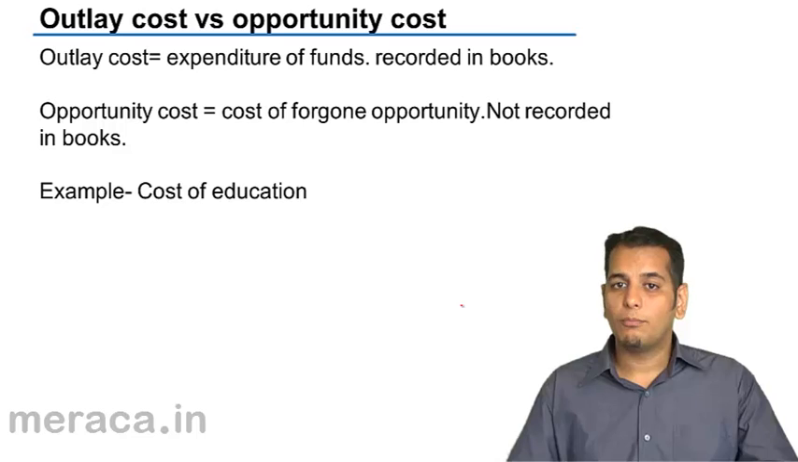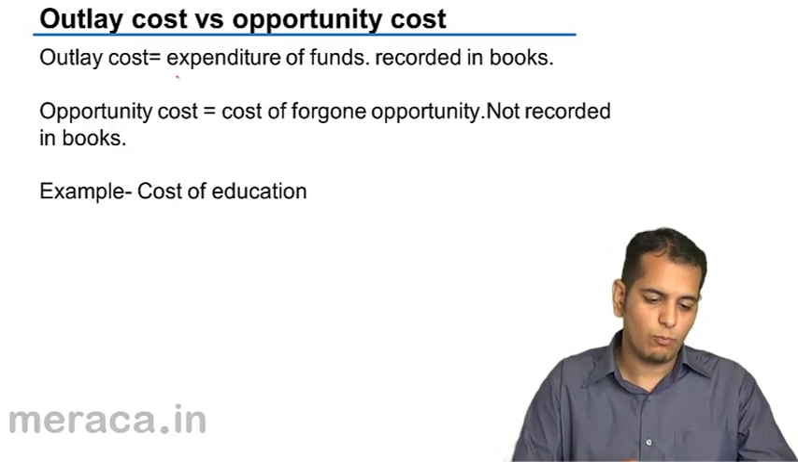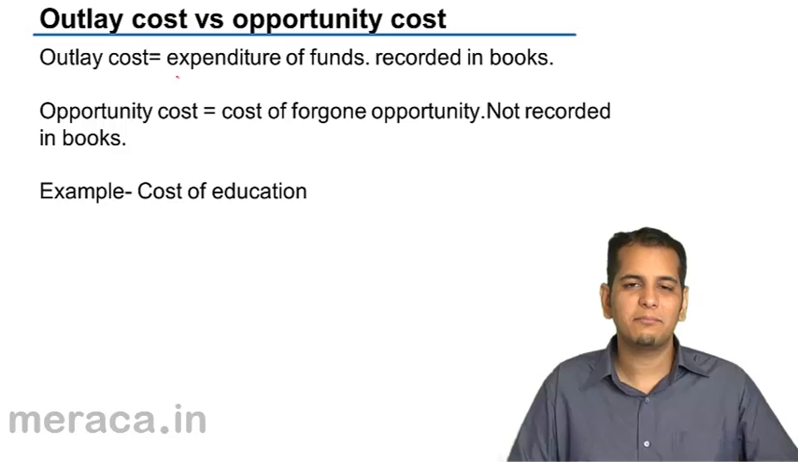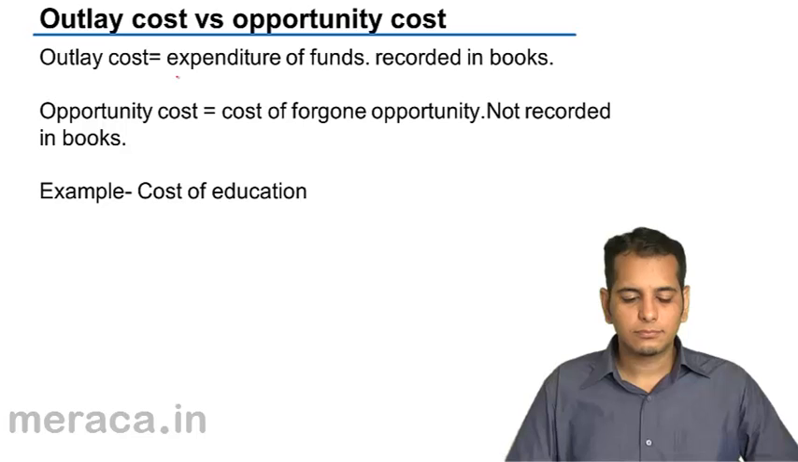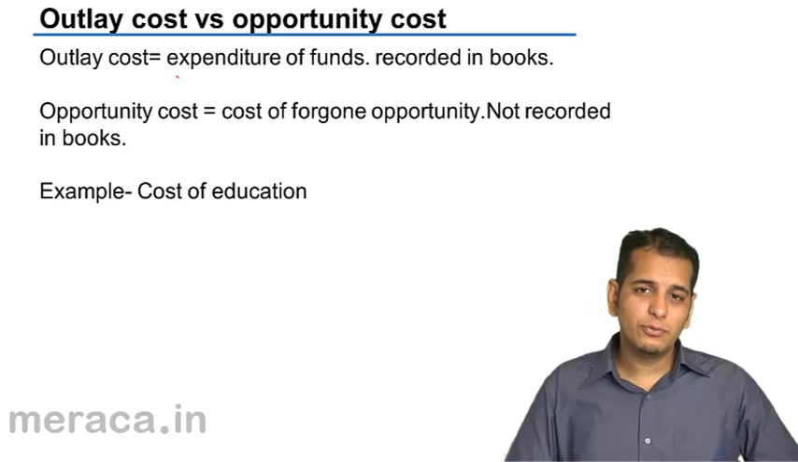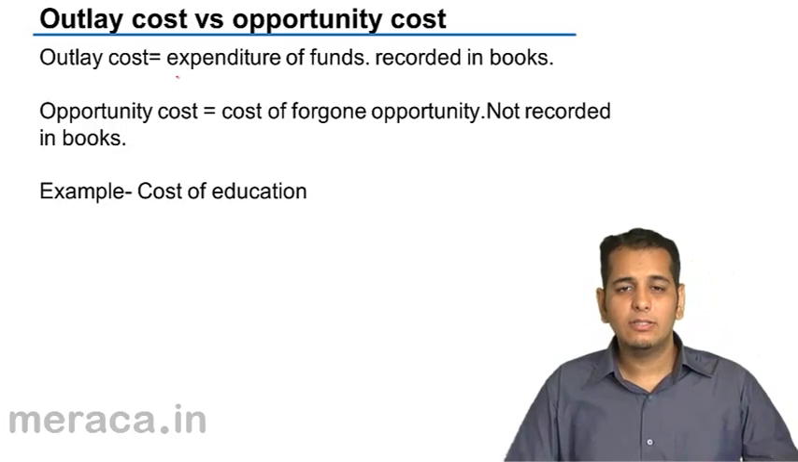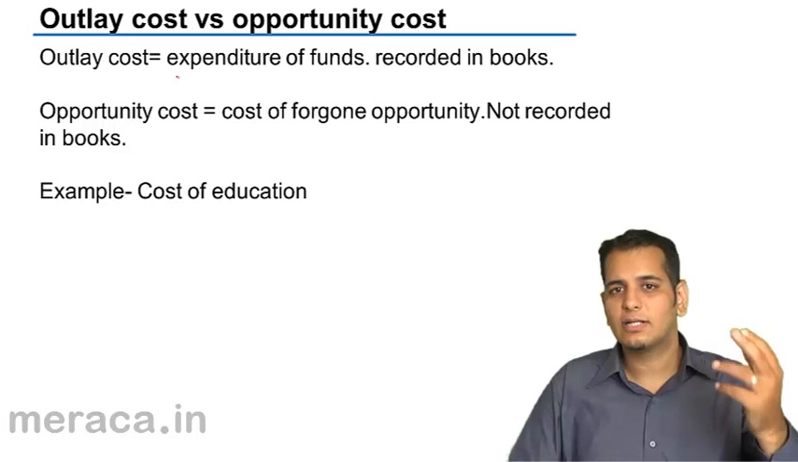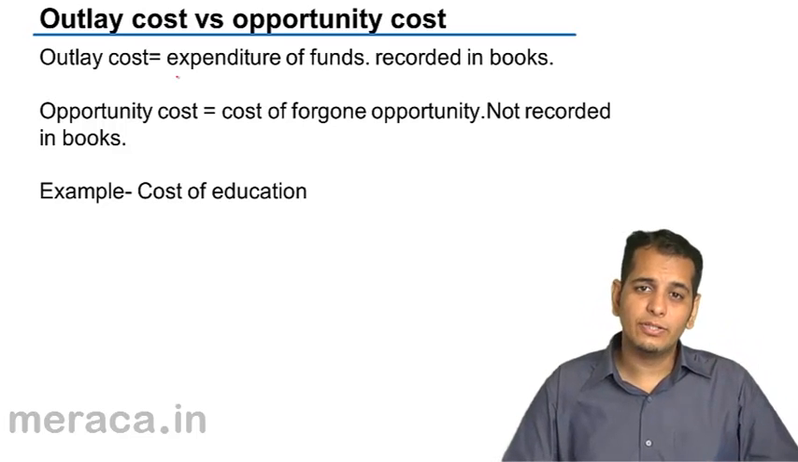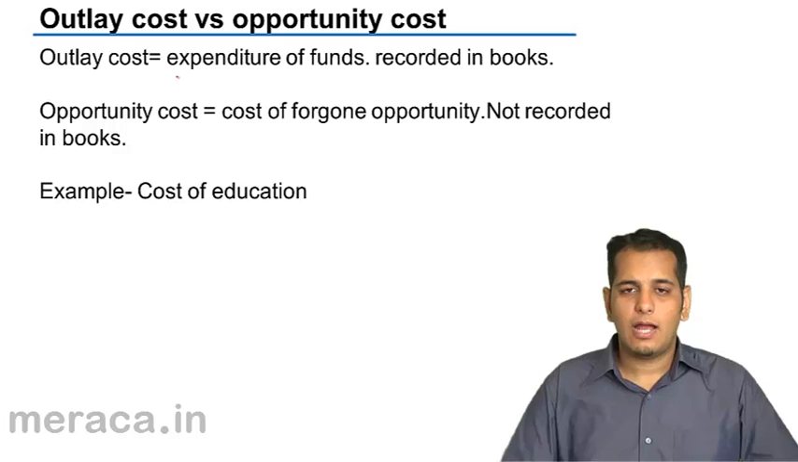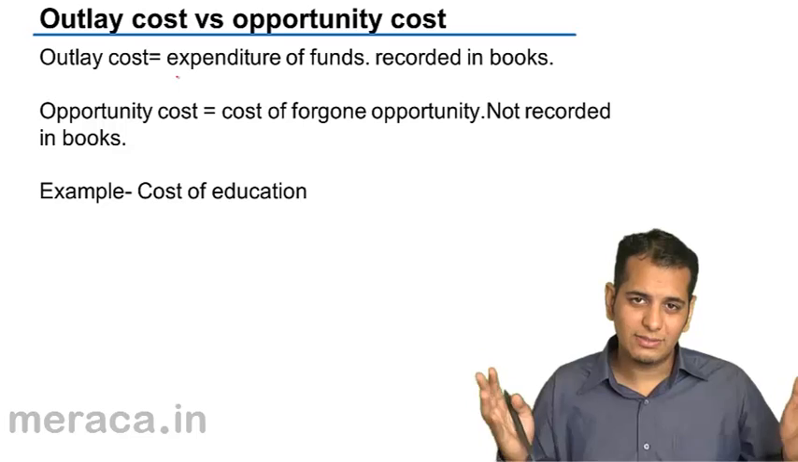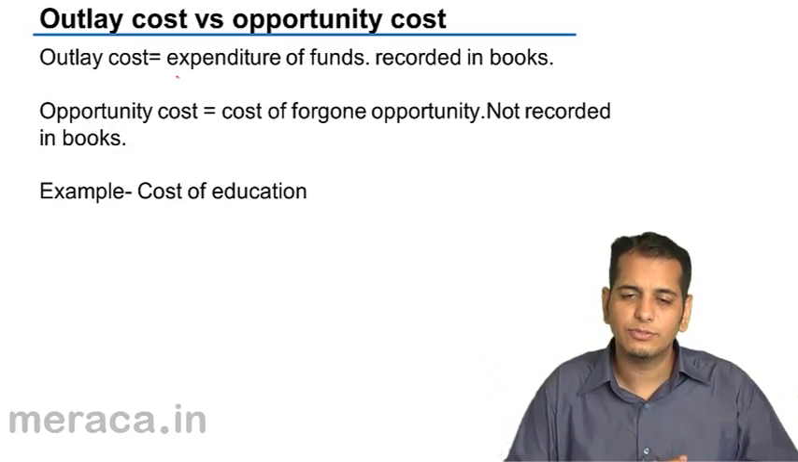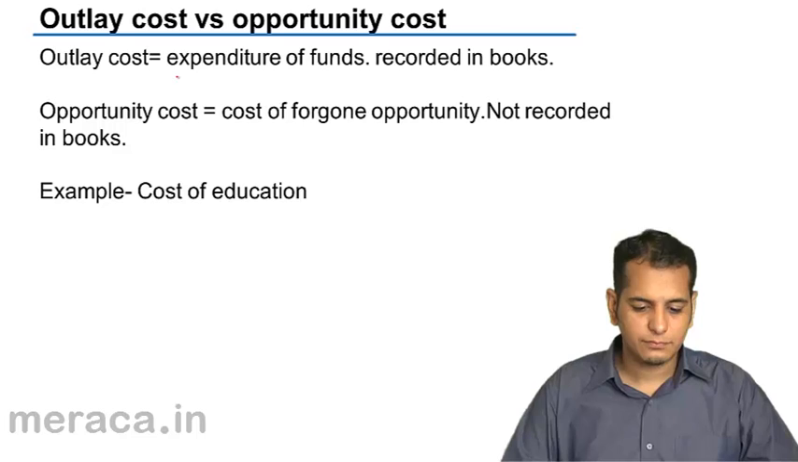Outlay cost versus opportunity cost. Now, what is outlay cost? Outlay cost is nothing but the expenditure, the total expenditure that has been made. It is very similar to the accounting cost. It is the total amount of expenditure that an entrepreneur, that an industrialist, that a capitalist has incurred in his business. And such costs are recorded in his books. So when he sums up, when he totals such costs, it is called as outlay cost.